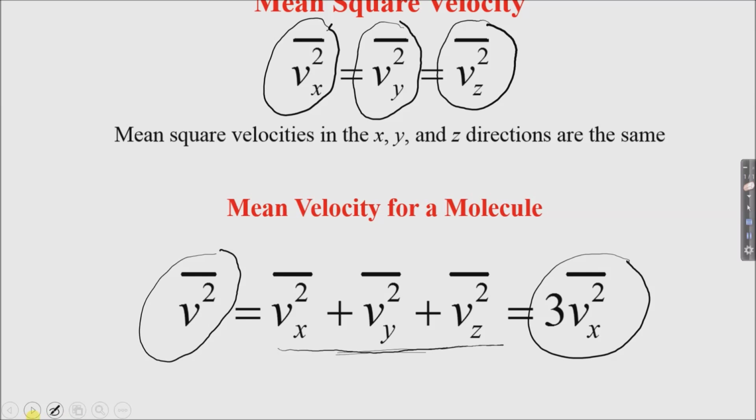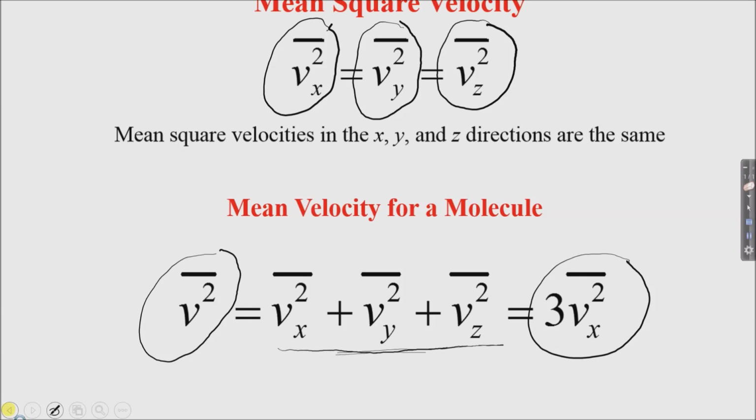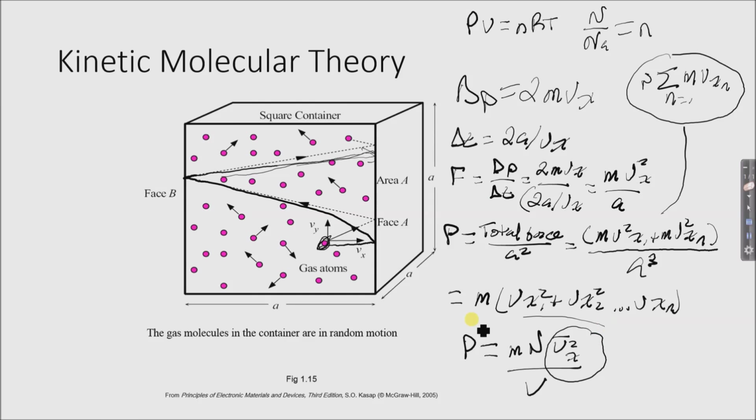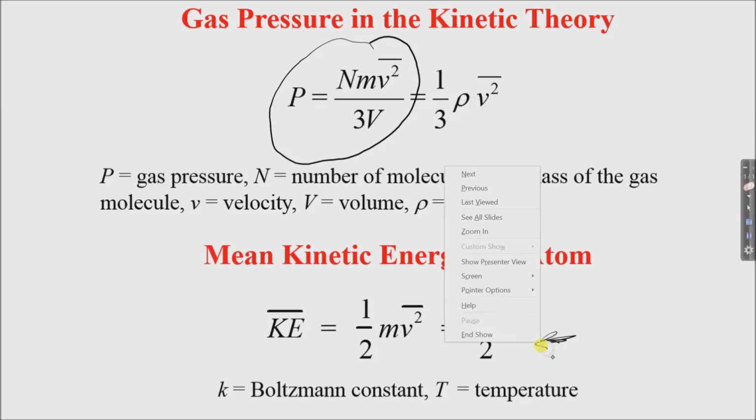Okay, so that brings us to this equation. This is a rewrite of the equation that we just talked about. So we'll thumb back. That is a rewrite of this equation. Okay, and so this is referred to as gas pressure in the kinetic theory. We're still not quite to the ideal gas law yet. We'll get to this in a second.